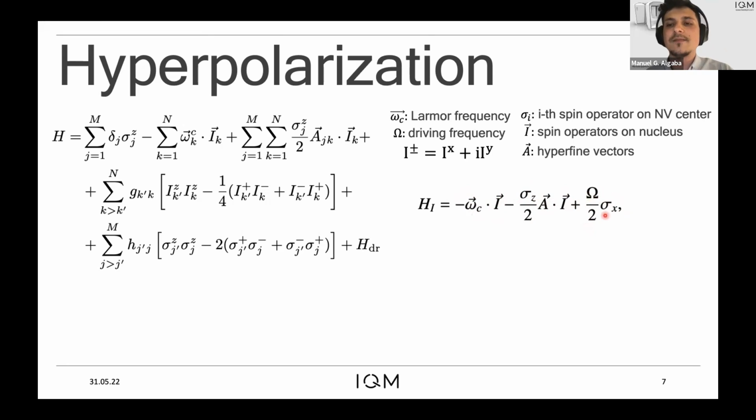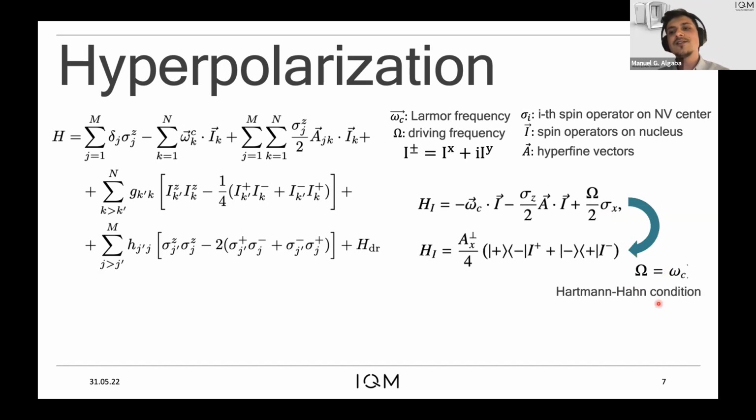So this is what you want to study at the end: how changing these parameters is going to affect the polarization of your system. The point is that for one NV center and one nucleus, you can find an analytical way of reaching the best possible polarization. It's called the Hartmann-Hahn condition. It's just taking the driving field frequency equal to the Larmor frequency, and this way, with a bit of manipulation as well, you can obtain a Hamiltonian that is not as ugly as before.